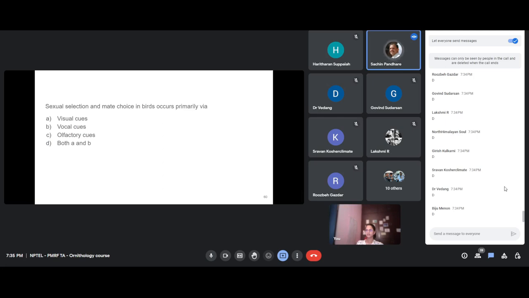Is there really no data availability or no information about olfactory cues in sexual selection? Same doubt to me also, ma'am. I am not aware. I don't think birds. So what do animals usually use as olfactory cues for sexual selection? Do you have any idea? Musks and pheromones. Yeah, I'm not aware of pheromones in any bird species. I'm not sure if it's there, but yeah.